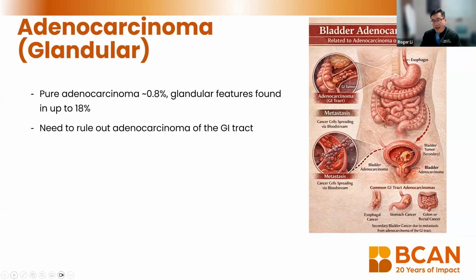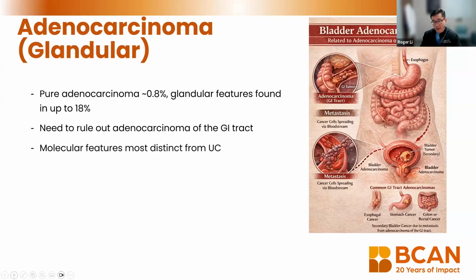So when we find adenocarcinoma in the bladder by itself, it's a very rare event. And the first thing that we need to do is to rule out that this may be a metastasis from a primary tumor that's originating from the gut, either the upper GI tract or the colon. So we typically will refer the patient for an upper endoscopy and a colonoscopy just to be sure that the patient does not have a primary tumor at another site that spawned off a metastasis to the bladder.